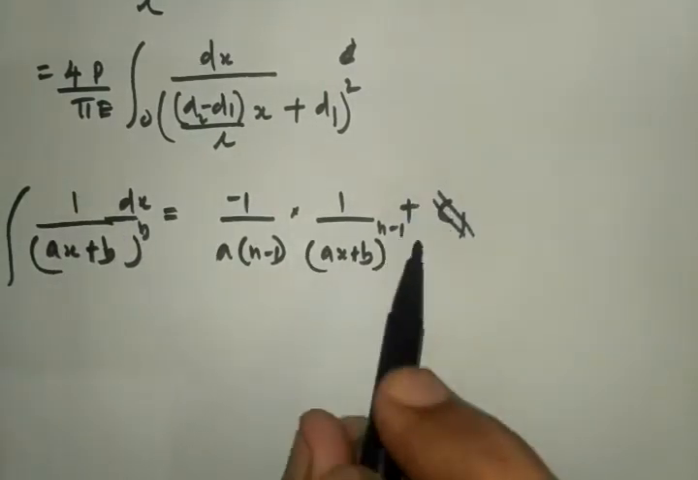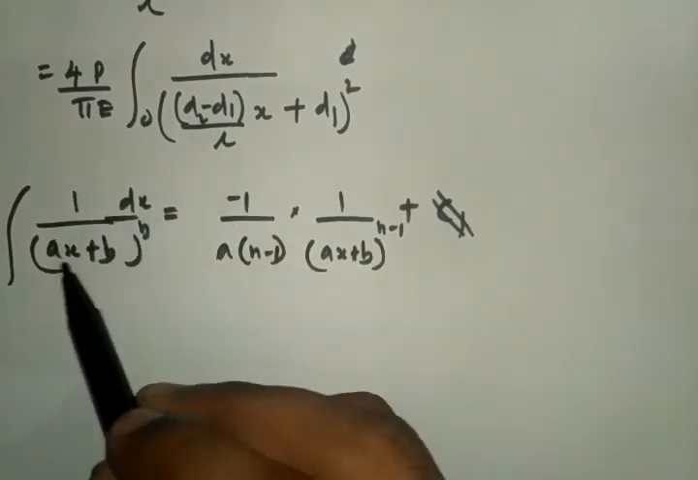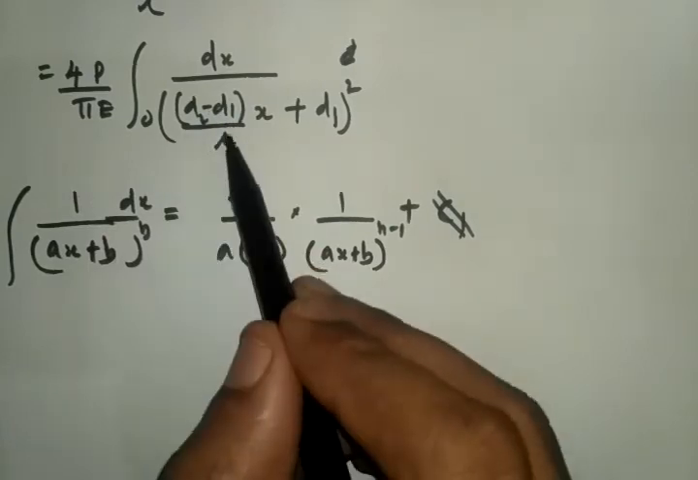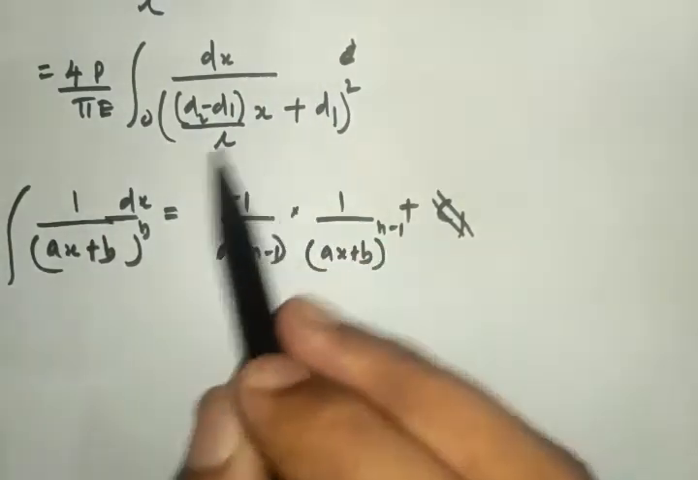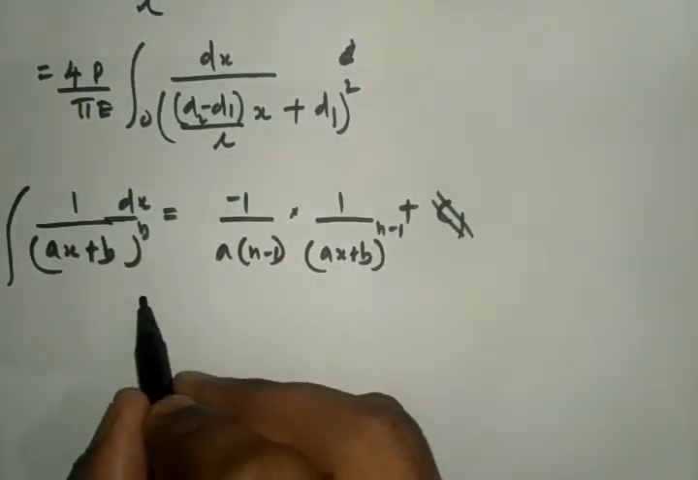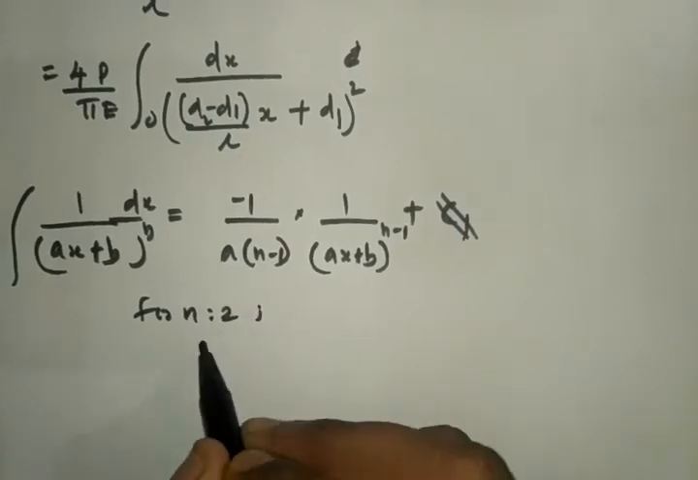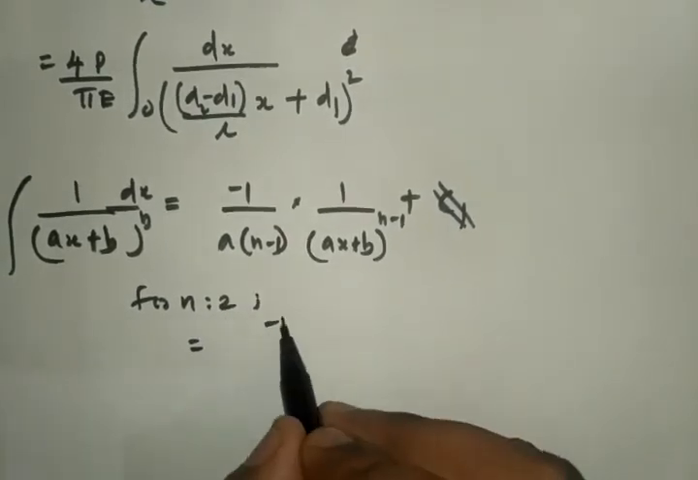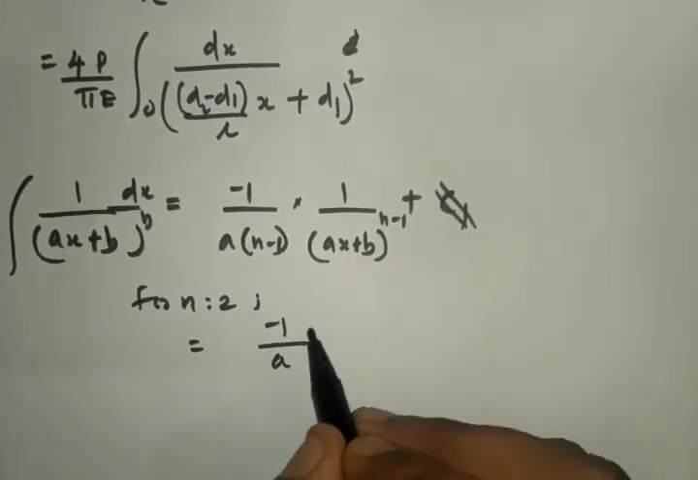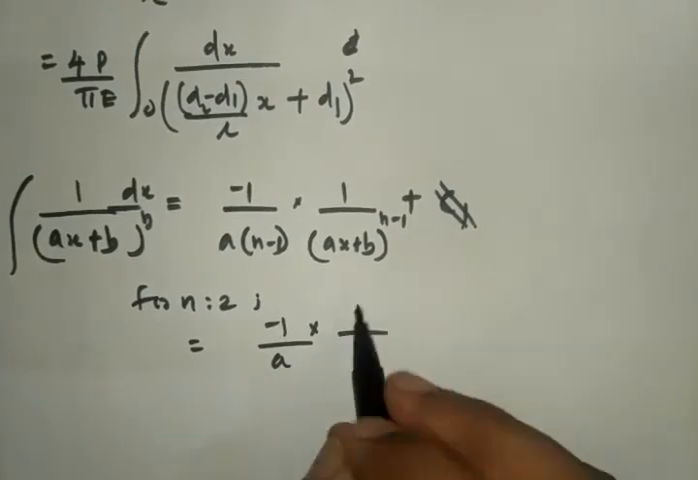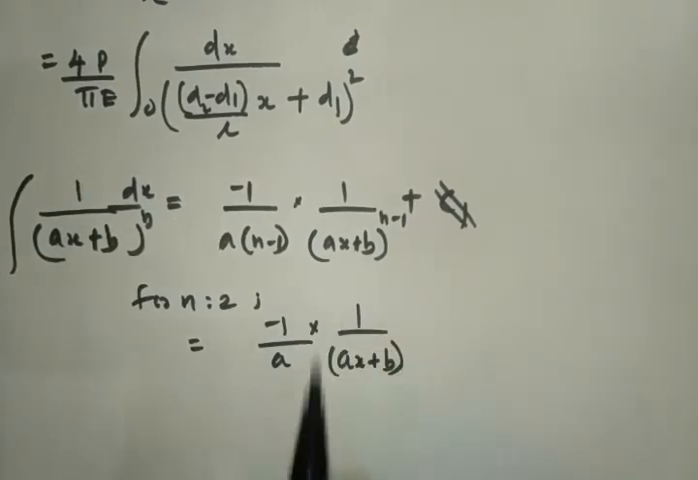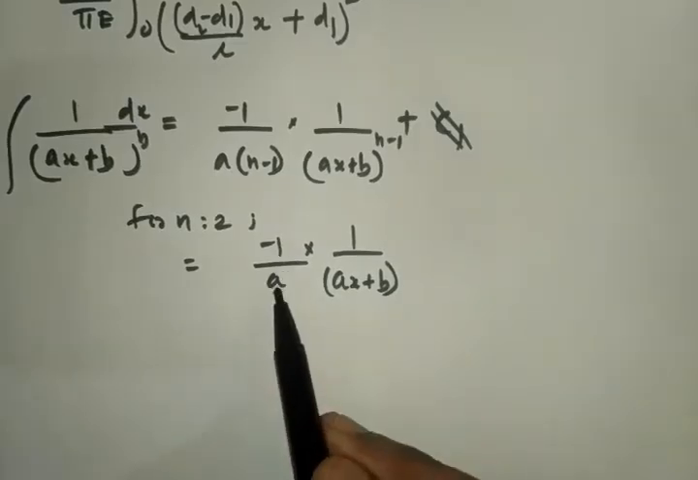In general there will be a constant, but since there is an upper and lower limit, the constant will be cancelled out. The integrand is in the form of ax plus b, where a is equal to d2 minus d1 by L and b is equal to d1. Here the n value is equal to 2. So for n equal to 2, the result becomes minus 1 by a into 2 minus 1, that is 1, into 1 by (ax plus b) whole raised to 2 minus 1, that is ax plus b again. So we can substitute for a and b here.